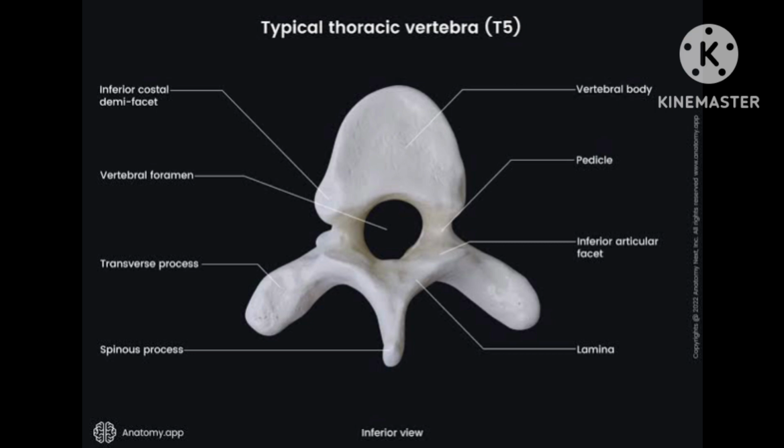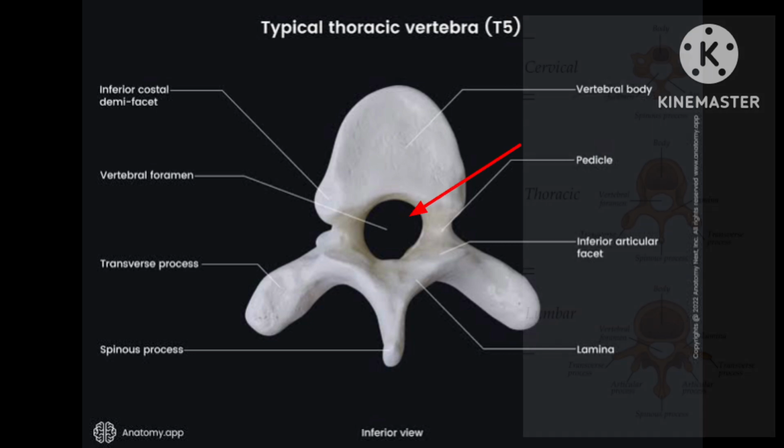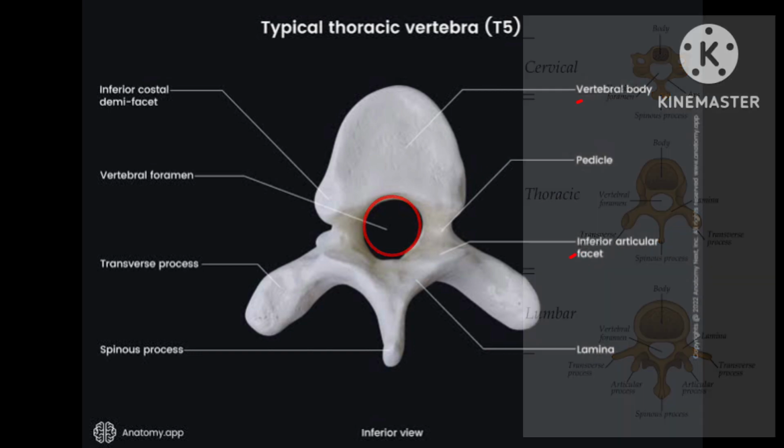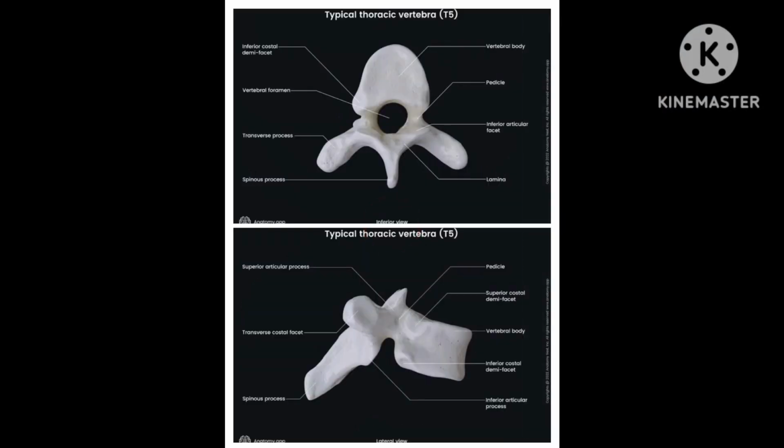Now, vertebral foramen. Look at this vertebral foramen. It is smaller than in the cervical vertebrae and nearly circular. Pedicle. The pedicle projects directly backwards, closer to the upper border of the body. Lamina. The lamina is short, broad and thick.